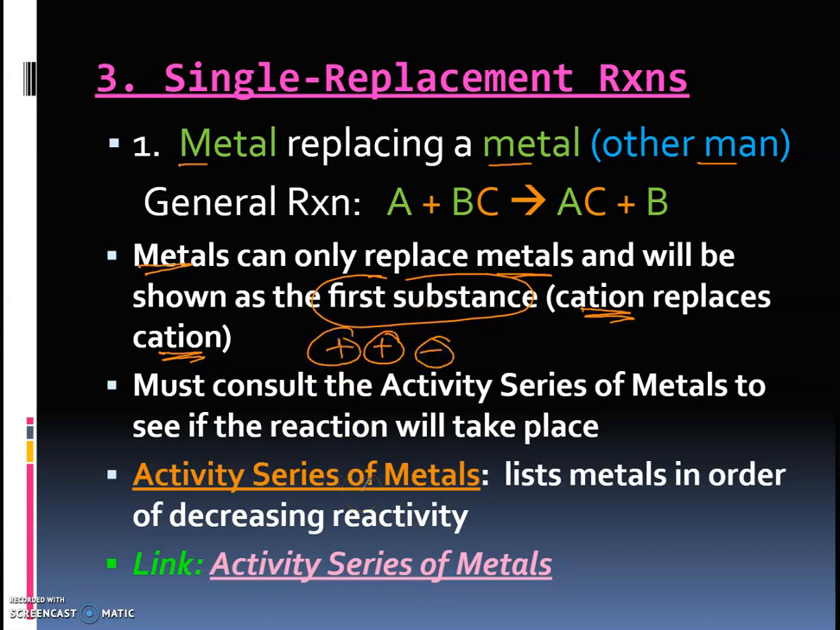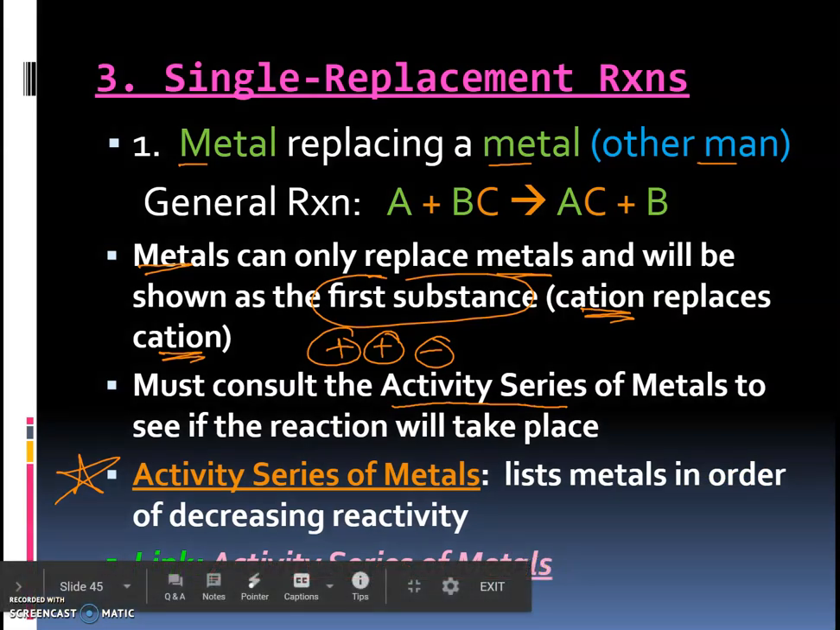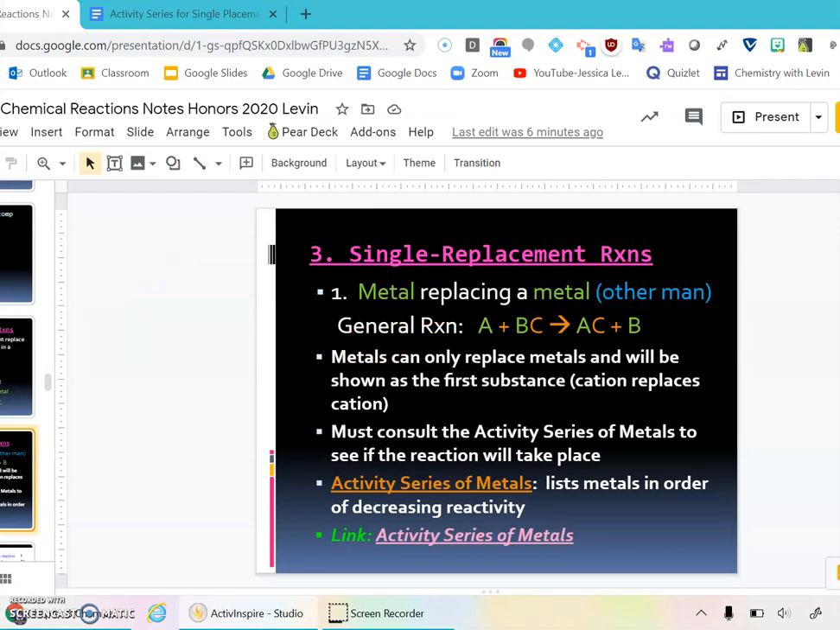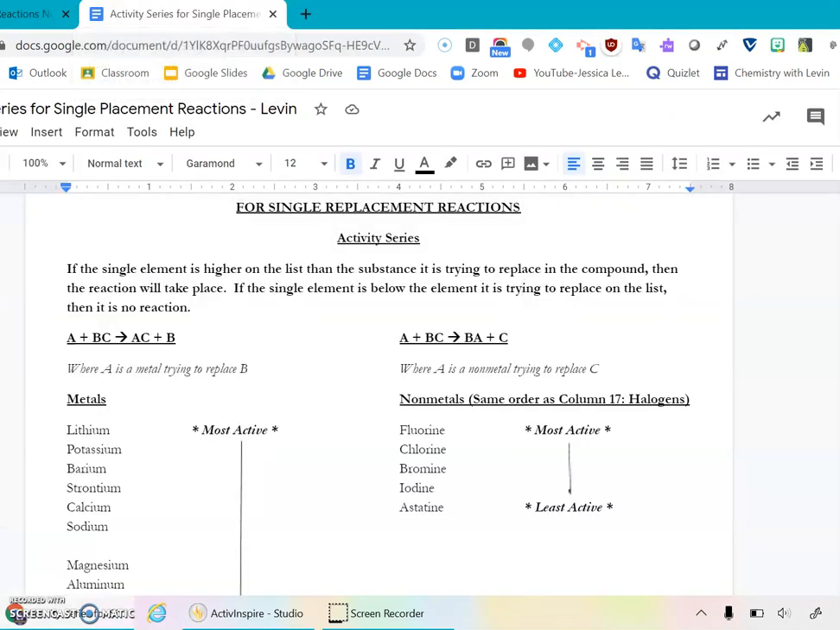So what we have to do is consult the activity series of metals to see if the reaction will take place. And the activity series of metals is a specific list where we basically rate like hot or not. So we have the most active to the least active. And I embedded a link right here inside our presentation. Okay, so to show you that, this is what it looks like.